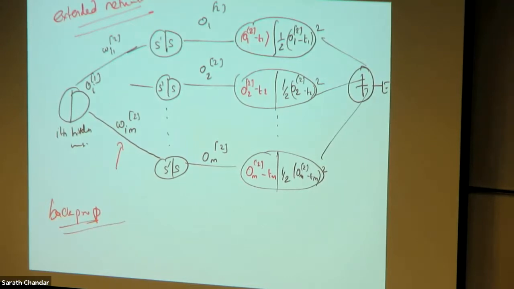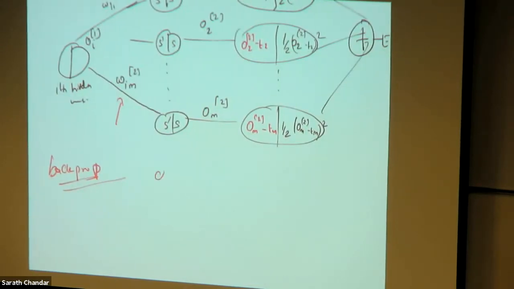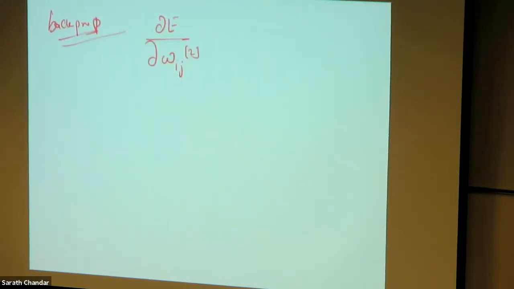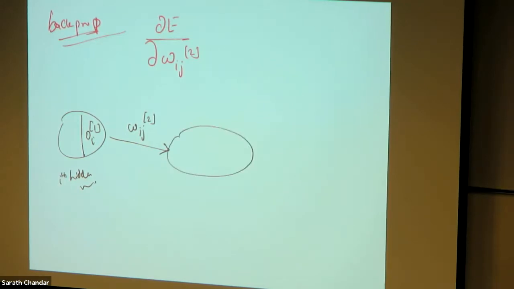Our first goal is to compute dou E by dou Wij of 2. Is that clear? Now, how do we do that? This is really simple. Let's just take the diagram again. This is my ith hidden unit, which has Oi of 1 as its output. From here I get Wij of 2, which is what I care about, and this takes me to the jth output unit, so Oj of 2.